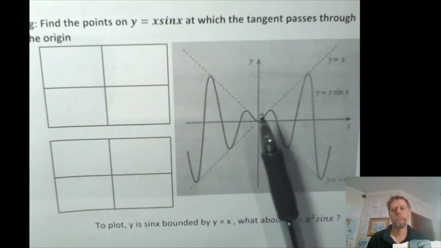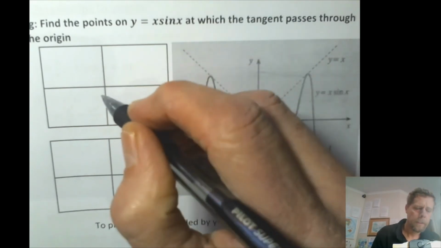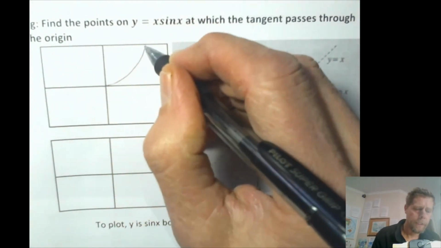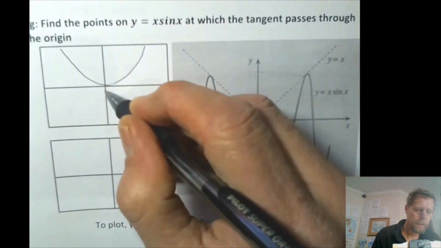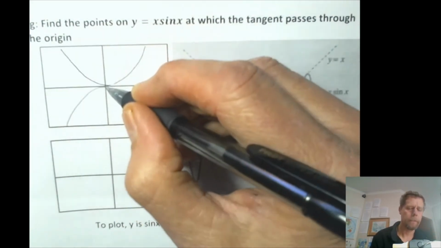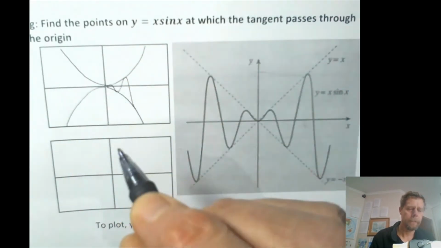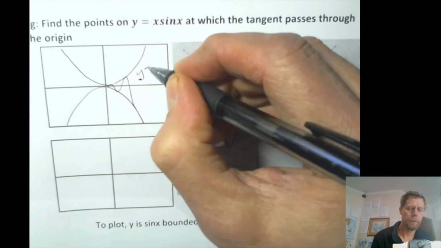Just out of curiosity, it's quite an interesting waveform this, but what do you think the wave would look like if it was y equals x squared sin x? Well, it's very similar. Okay, you're going to have a y equals x squared graph here, and the sine wave would be bounded by that. So it's quite interesting. But in this case, okay, we put the y equals x squared.